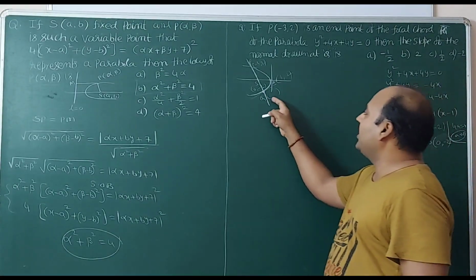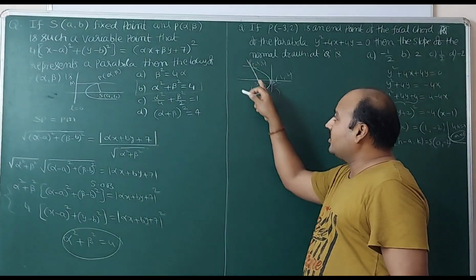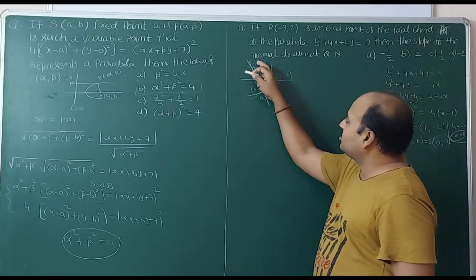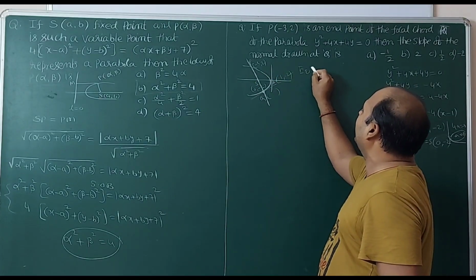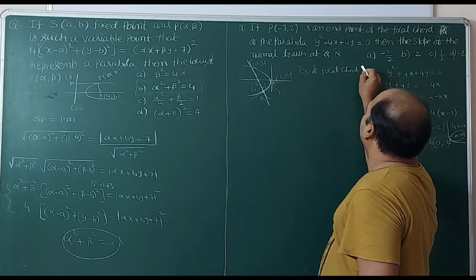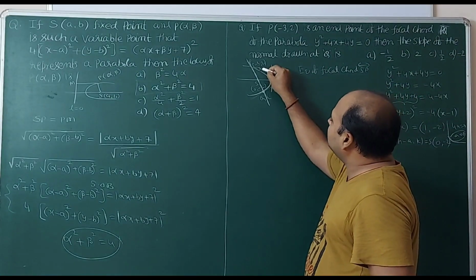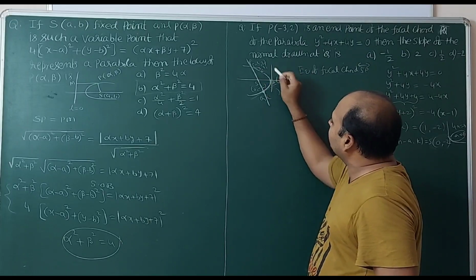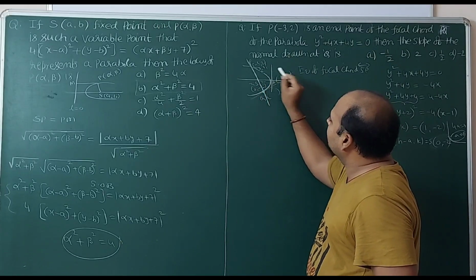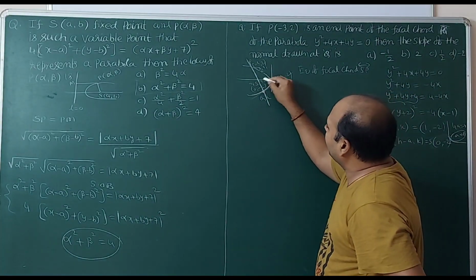Q is (3, 2). So how to get it? This is the equation of the line passing through these two points, the equation of the focal chord. Two points are there, X1, Y1 and X2, Y2. This is X2, Y2. Passing through the focus, so this is only X1, Y1. You can assume, yes, students.